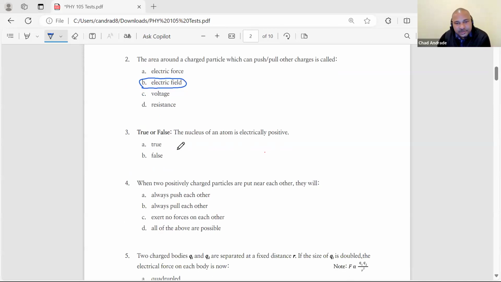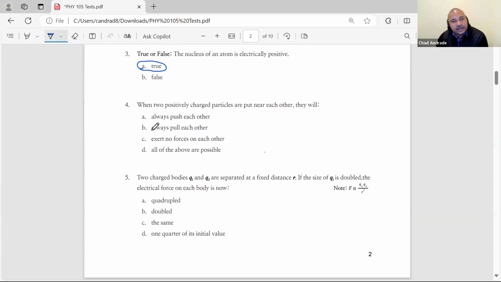True or false, the nucleus of an atom is electrically positive. Is it true or is it false? I'll give you guys a little time. All right, he says true. You are perfectly correct, because only protons and neutrons are in the nucleus. Protons have positive charge, neutrons don't have a charge. So the net result is that the nucleus is positively charged, right?